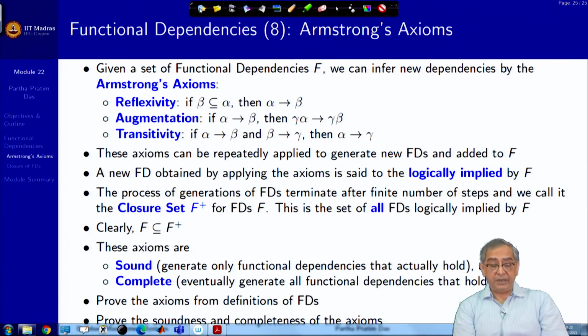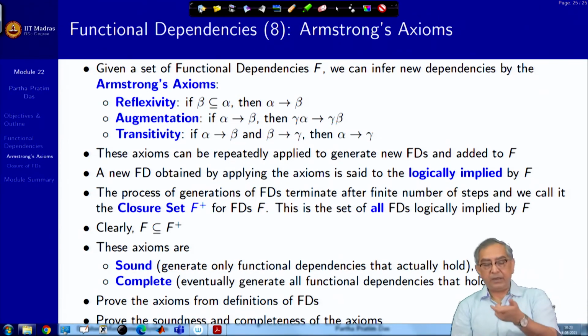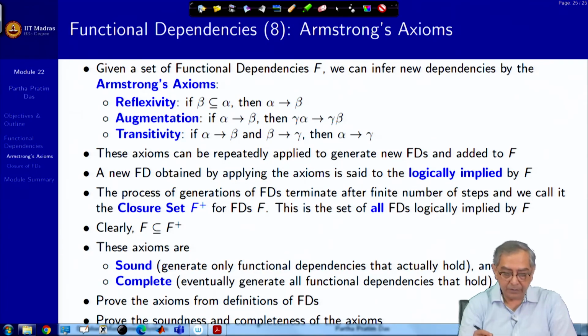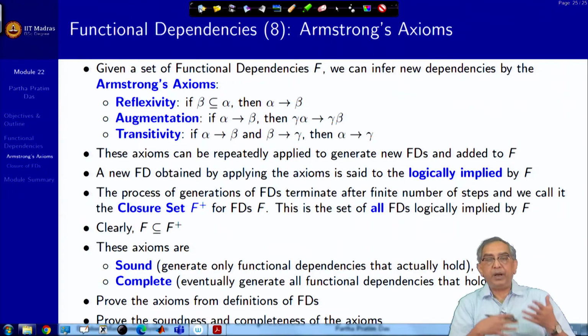Another is transitivity. If alpha determines beta, and beta determines gamma, then alpha determines gamma. Again, quite obviously, if the alpha parts between the two tuples are the same, their beta parts will be the same. And if the beta parts are the same, since beta determines gamma, the gamma part will have to be the same. So, I can club them together and say if the alpha parts are the same, then the gamma parts will have to be the same. Right?